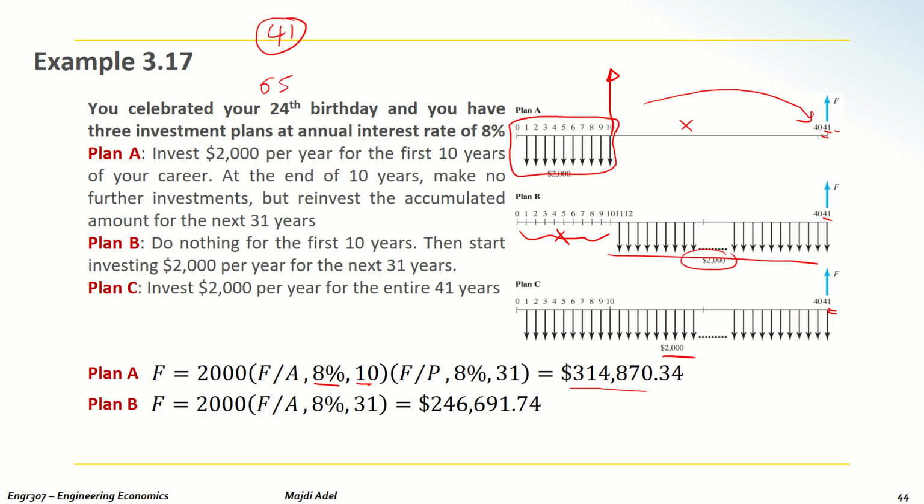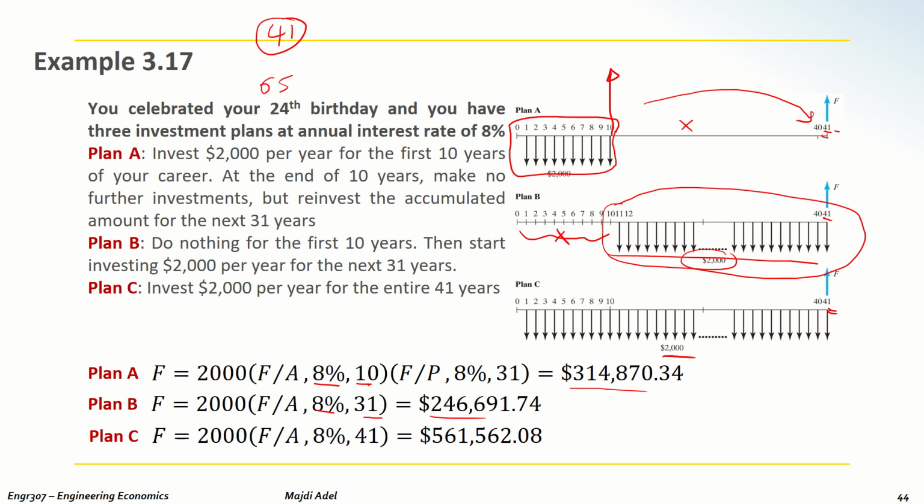For plan B, I have an annuity, but the annuity repeats for 31 years. I can apply the uniform cash flow formulas at this part of the cash flow. So it's going to be 2000 calculate F given A at 8% and 31 years. The answer is $246,691. Plan C, it's an annuity for 41 years.